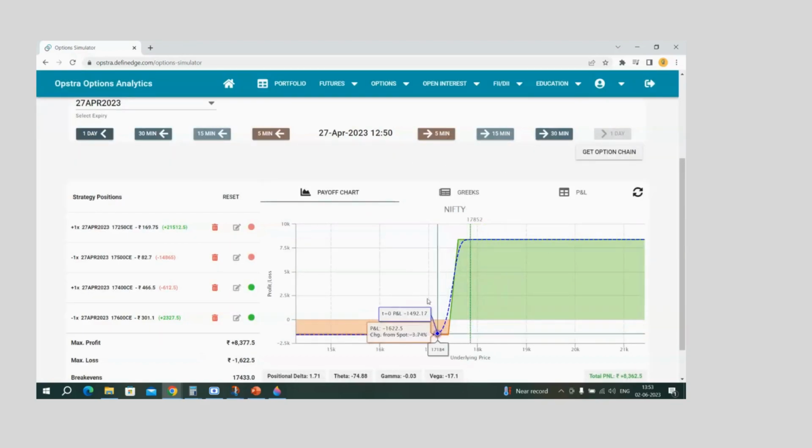As the market has gone in our favor, we have achieved maximum profit. So this is how we can have a view and achieve maximum profit from the directional strategies.